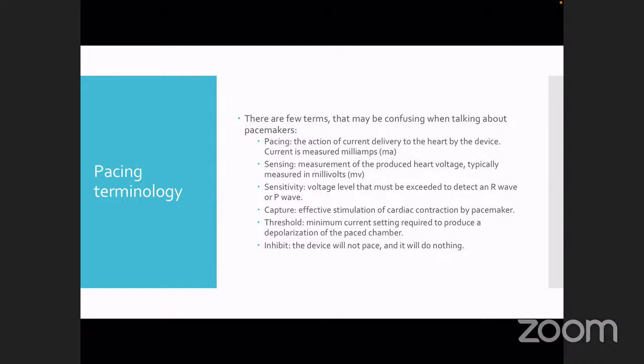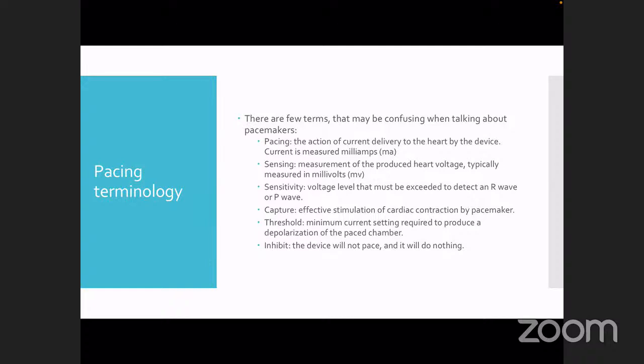Sensing is the measurement of the produced heart voltage. The heart, when it contracts, obviously through the SA node and the AV node, there's voltages that are being recorded or sensed by the device. That's usually sensed in the unit called volt. Again, just because the voltage is very small in the heart, it's measured in millivolts.